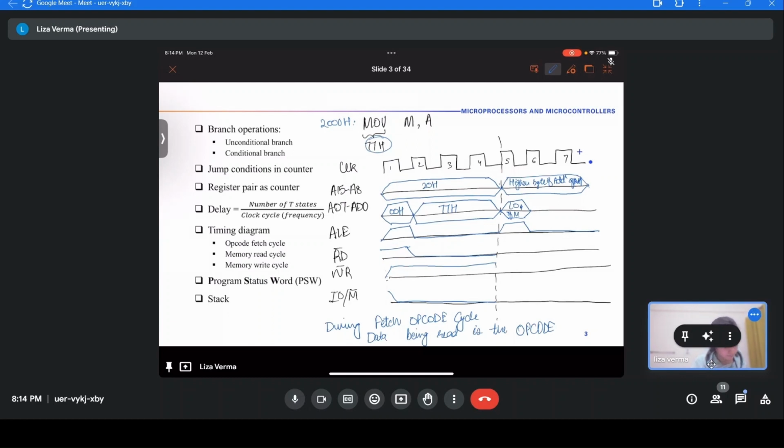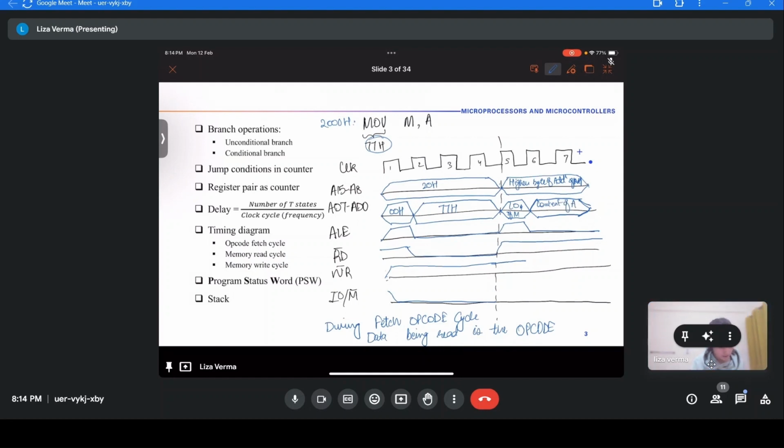Since it is a write operation, not a read operation, read will have to go high for the whole cycle, and write will go low. After the first T state, the microprocessor will get the data onto it, which is the content of A.